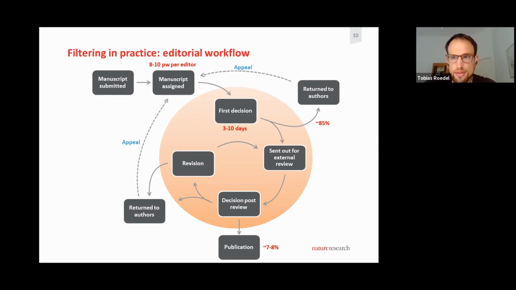And then, of course, we have these repeating iterations of going to the referees, making decisions, going back to the authors. And in the end, we only publish 7 to 8% of all the papers that we receive. So yes, very selective. It's really challenging to get your paper accepted. So don't be too disappointed if it gets rejected. But please continue to submit your best results to us.